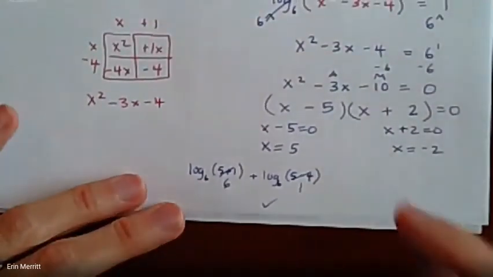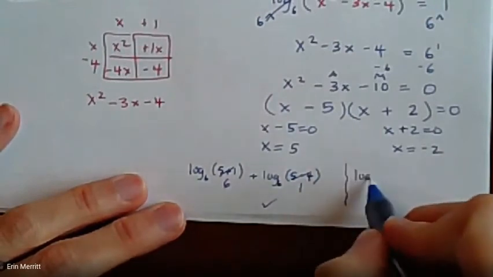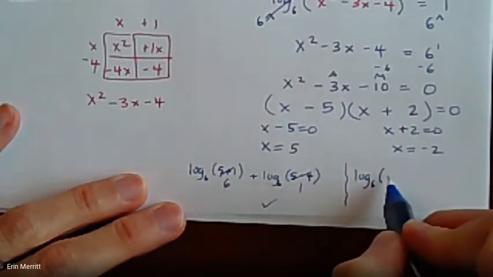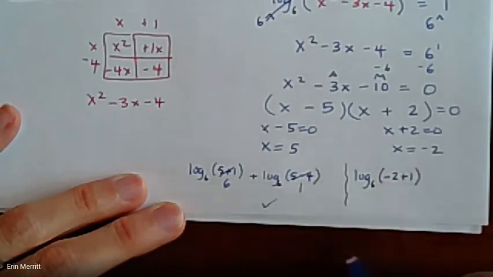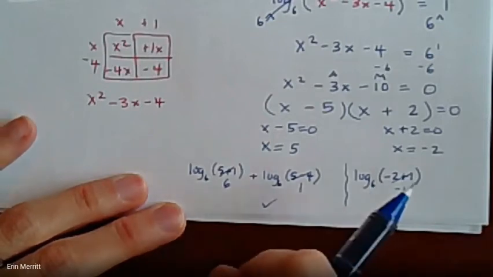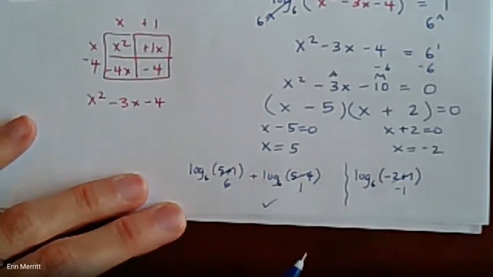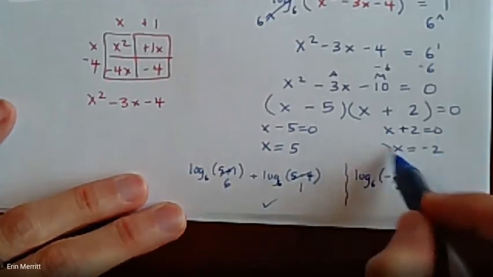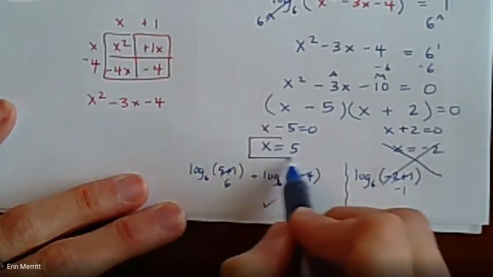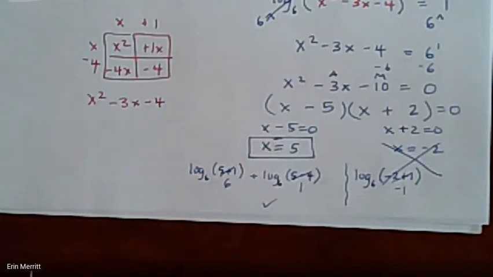And of course, you can actually check and make sure that the numbers do check perfectly. In terms of the second part, if I do log base 6 of negative 2 plus 1, yeah, right there you can see, hey, that's negative 1. That's not going to work. If you type into your calculator log base 6 of negative 1, it's going to give you that error message. So right there, we can reject that and accept that just x equals 5 is our answer.